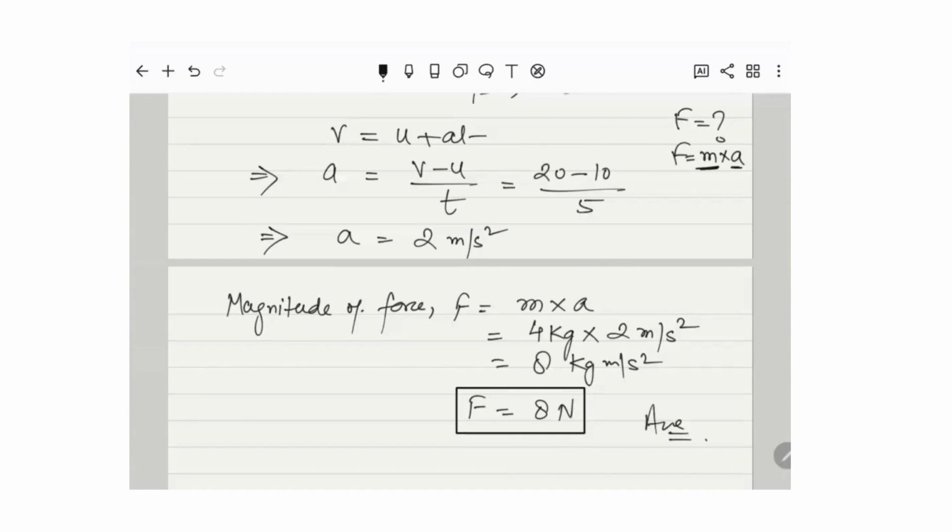Okay. So what is the magnitude of the force? 8 Newton. Magnitude of the force means you have to simply find out the value, right? You need not tell about the direction, right? Okay. Please note.